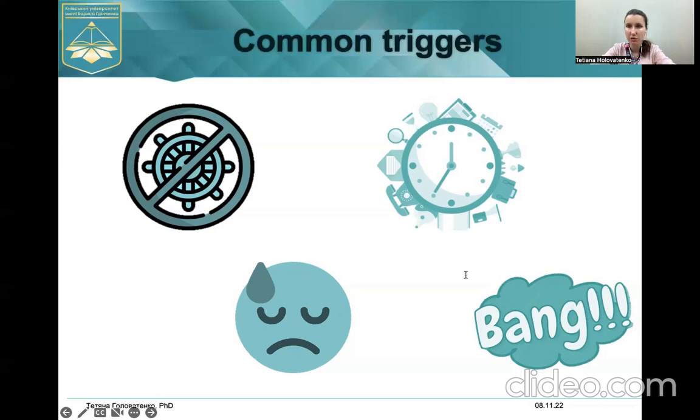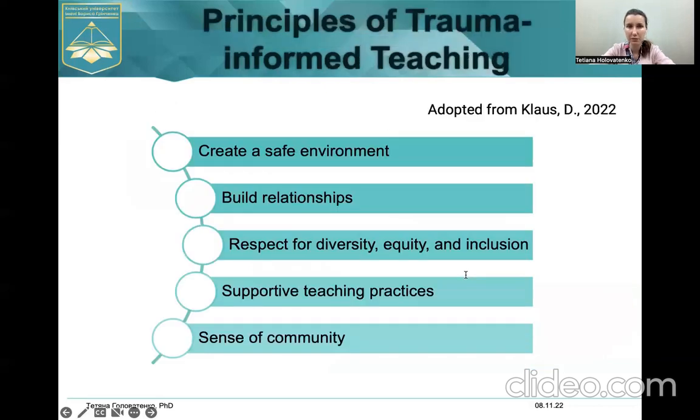Consistent research has shown that there are the following principles of trauma-informed teaching. First, to create a safe environment. Next, we build relationships with the students and parents and the larger community, which is completely aligned with the ideas of social emotional learning. The next principle is respect for diversity, equity, and inclusion. The next principle is supportive teaching practices and sense of community. Now we are going to have a look at these principles in more detail.